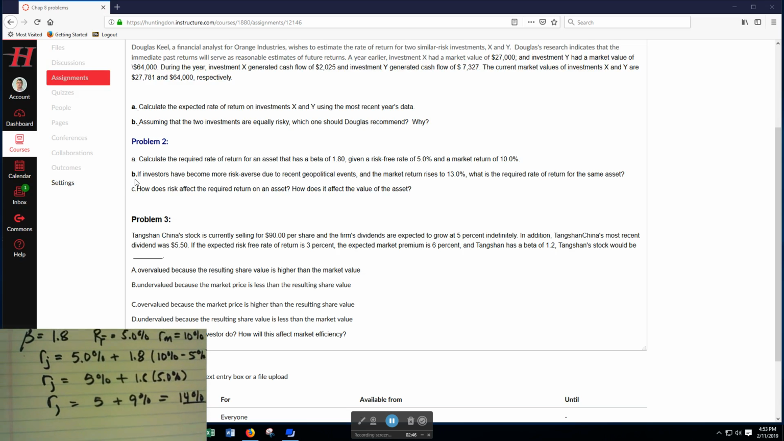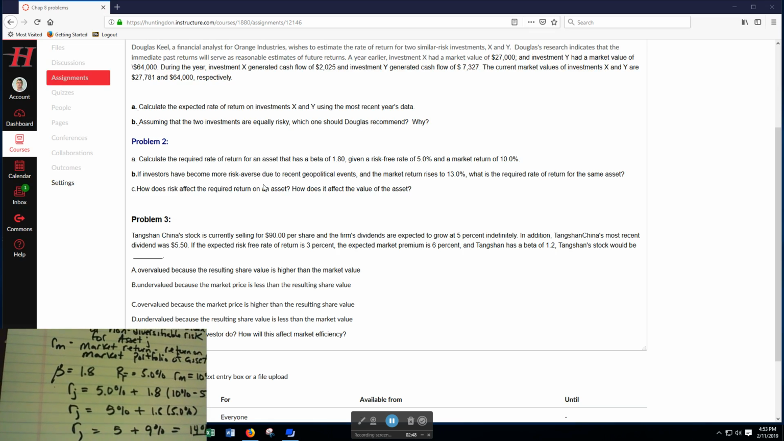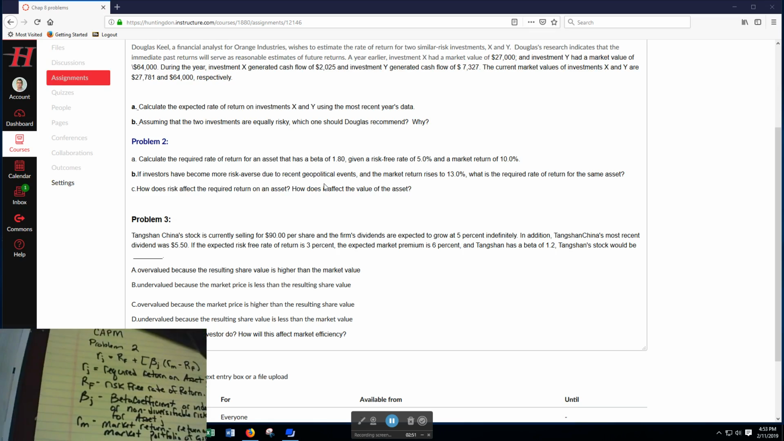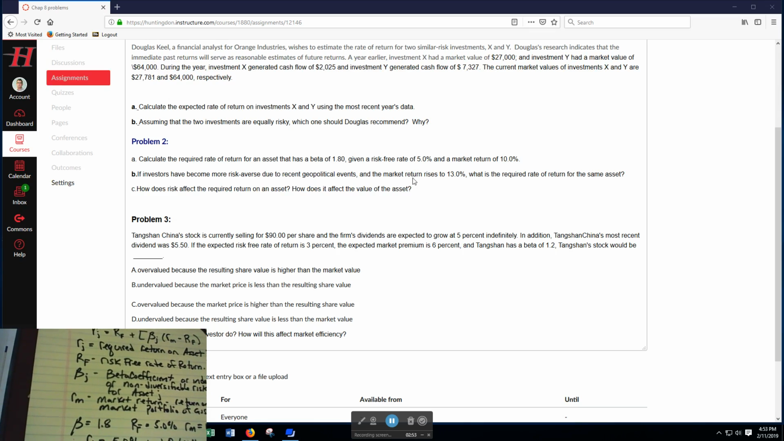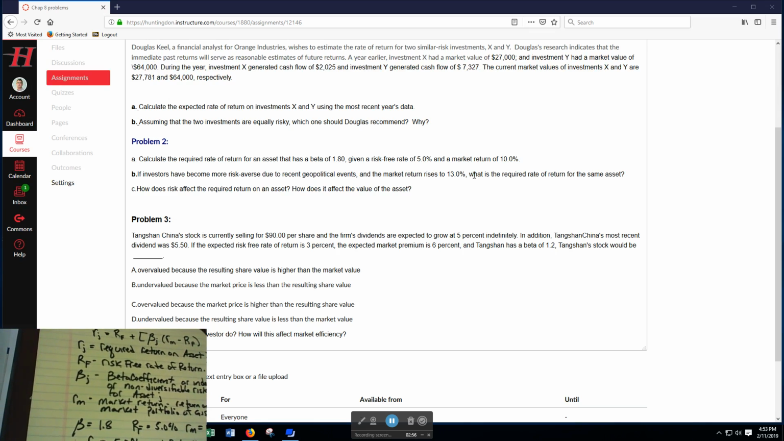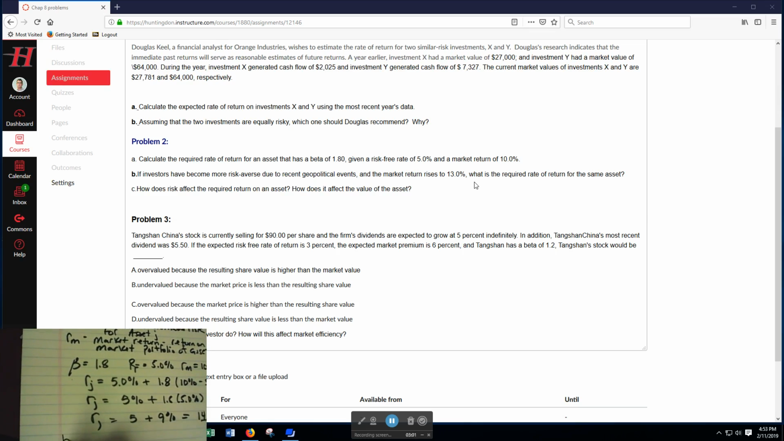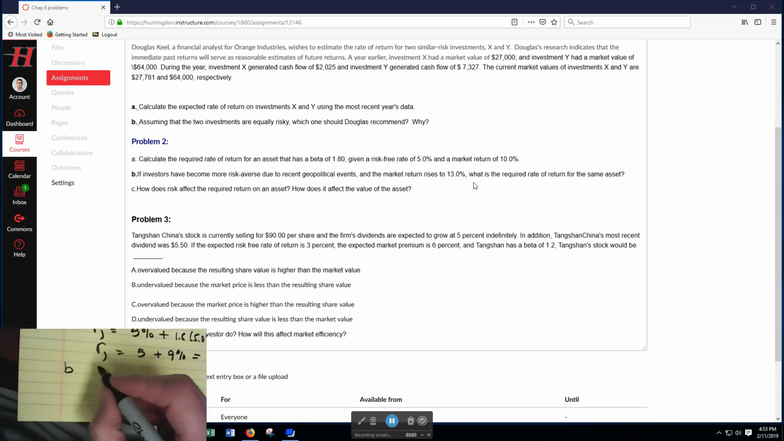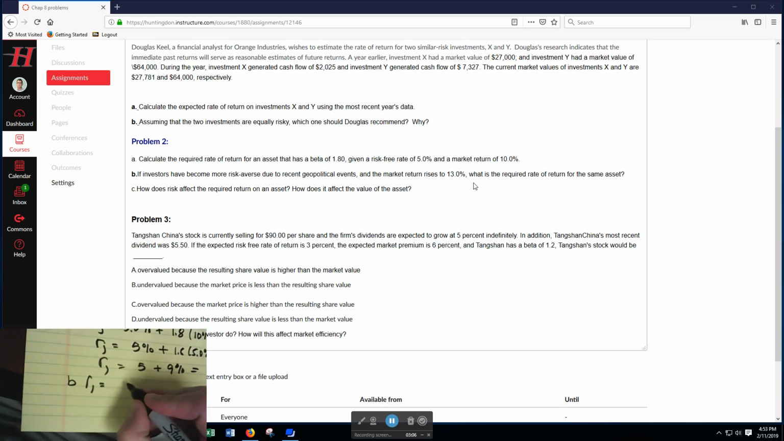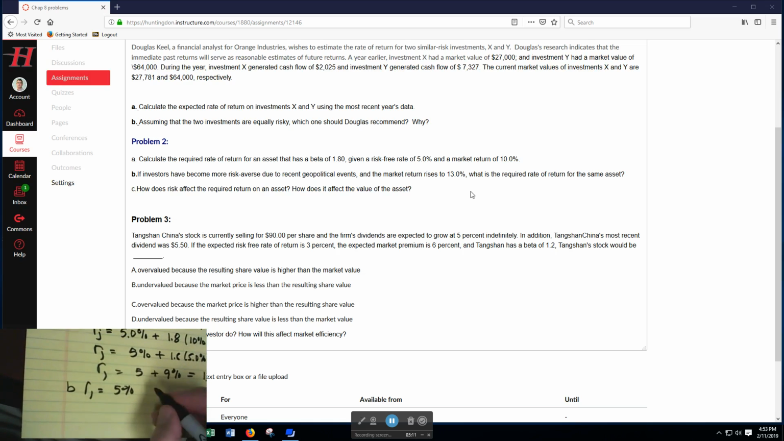Okay. So B, if investors have become more risk averse due to current geopolitical events, and the market return rises to 13%, what is the required return on that asset? So here for part B, we've got basically the same problem. We've got that R sub j is equal to 5%, our risk-free rate has not changed, plus 1.8 times 13% minus 5%.